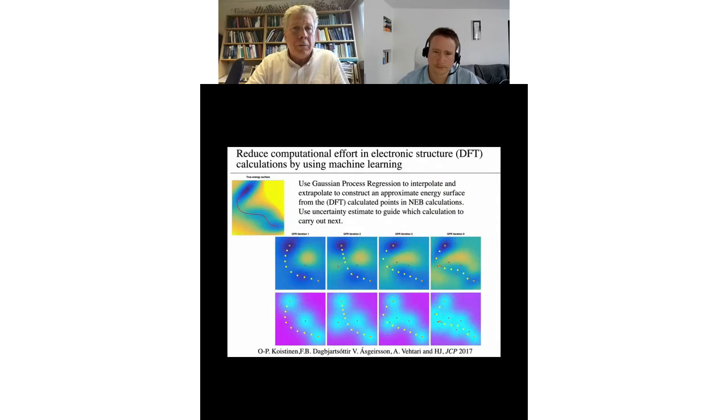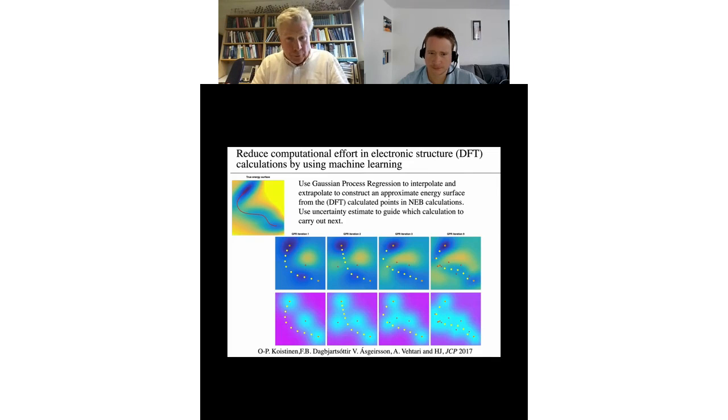Another thing that we're doing is using machine learning to come up with an approximate energy surface. This is shown here in the context of an NEB calculation, but the same thing applies for saddle point searches. You use whatever calculations you've done with DFT or whatever electron structure calculation you're using to come up with a surrogate model that is an approximate energy surface.